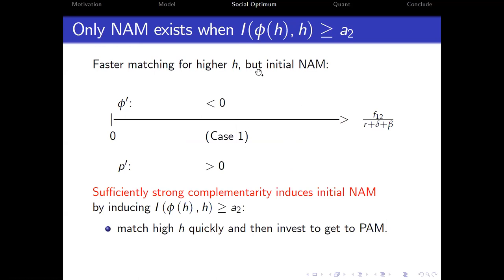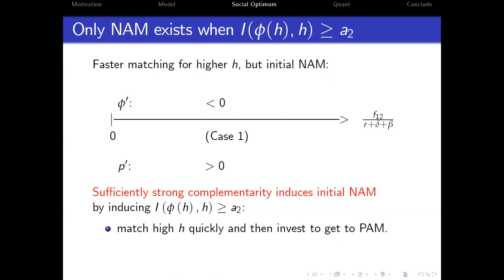If the complementarity is very strong, initial investment is more likely to satisfy this condition. The initial investment will be very high, and if it is very high, this is the only graph you're looking at. So that's what I said: sufficiently strong complementarity is going to induce this to be the only outcome, which is NAM initially.